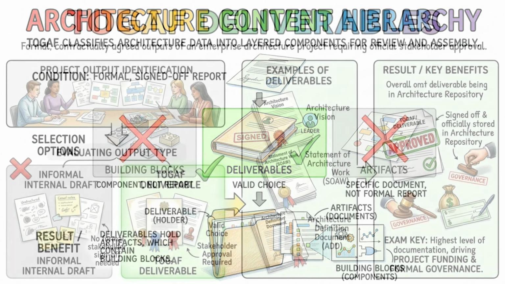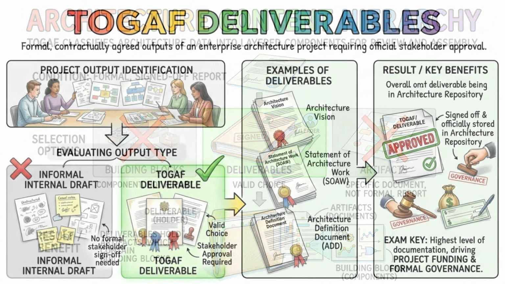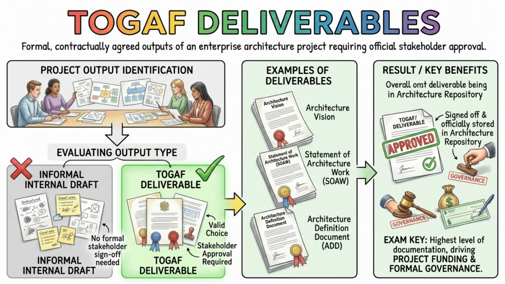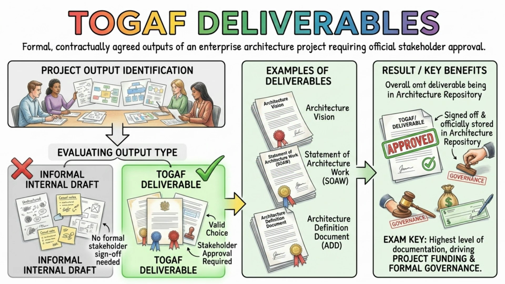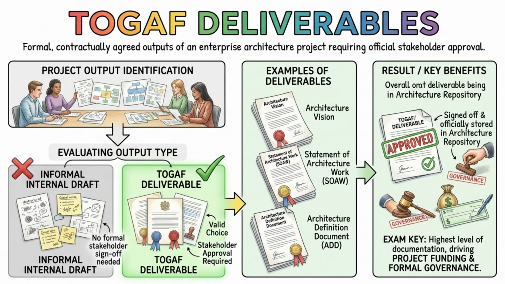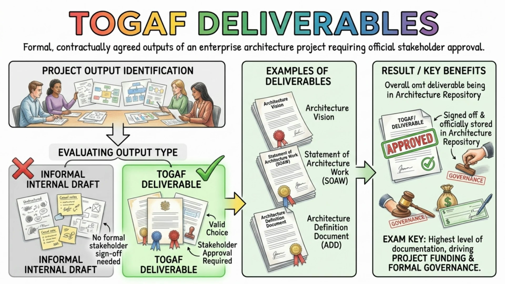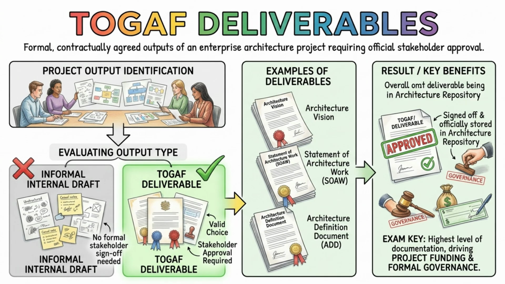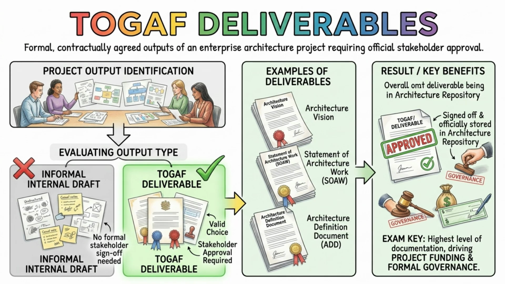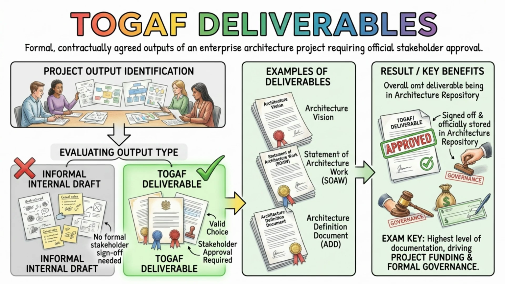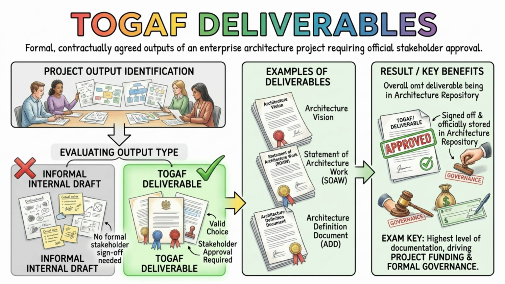Deliverables are the formal, contractually agreed outputs of an enterprise architecture project that require official stakeholder approval. Examples include the architecture vision document, the statement of architecture work, and the architecture definition document. Once a deliverable is signed off, it is securely stored in the architecture repository as an official record of the project decisions. The exam frequently asks you to identify deliverables as the highest level of architectural documentation that drives project funding and formal governance.